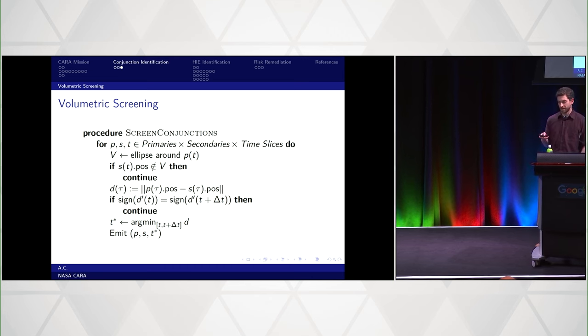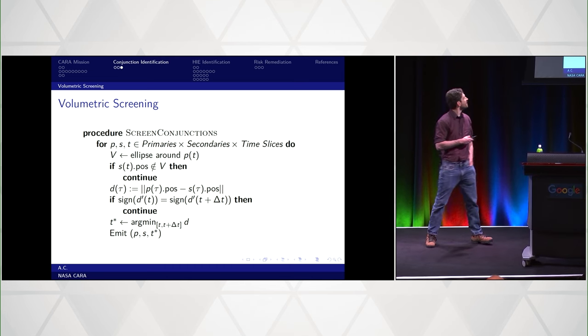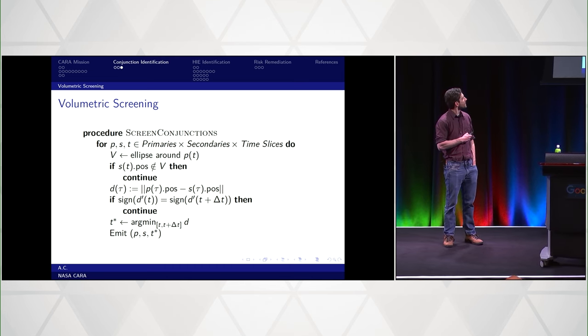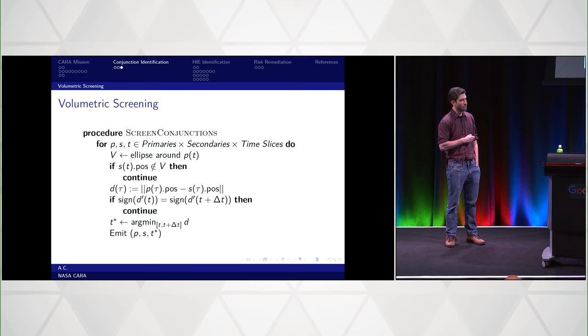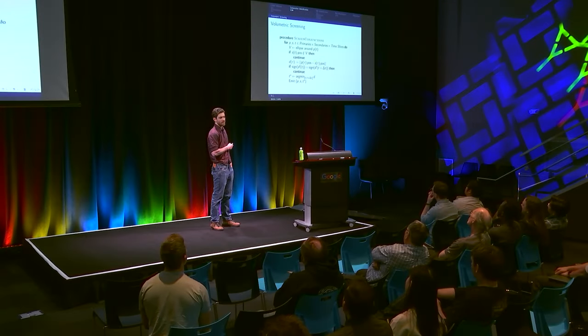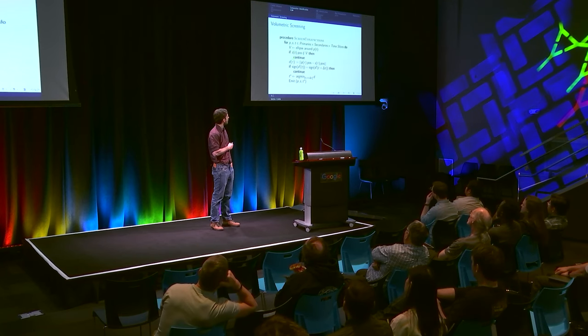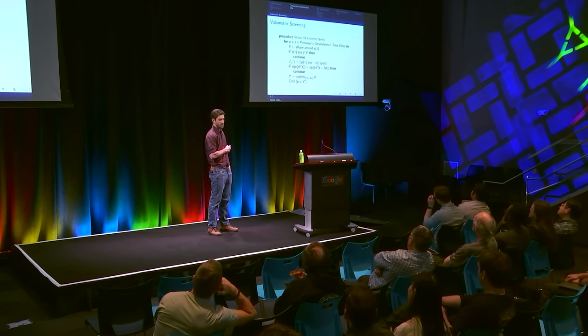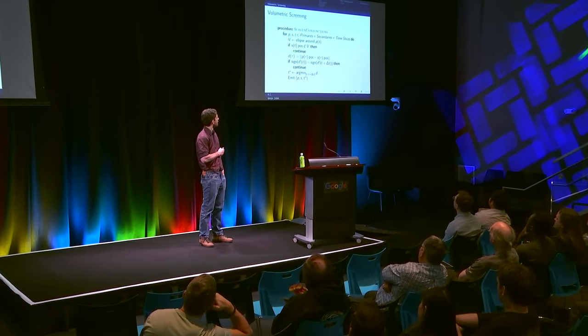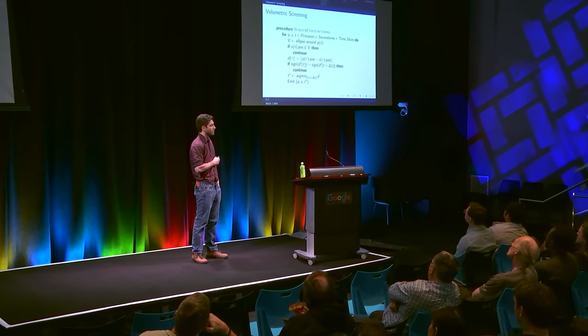In pseudocode here, and this is where I'm going to actually need the pointer. So this up here, for PST, this is just our loop over primaries and secondaries, and of course we need to look at different chunks of time. We're drawing our ellipsoid, we're checking if the secondary is inside the ellipsoid, and okay, that's what we've discussed so far. Next step is a little bit of a dedupe step.